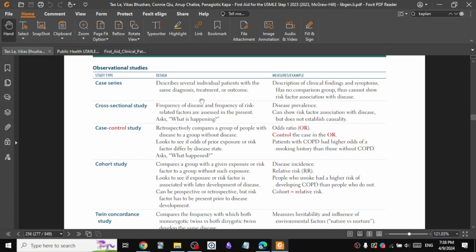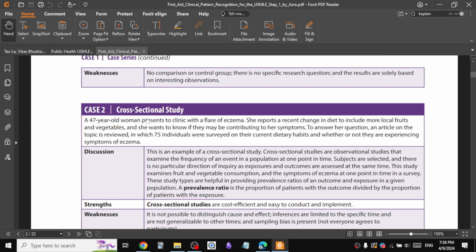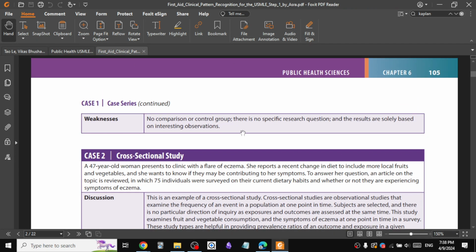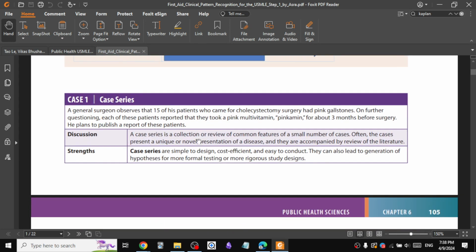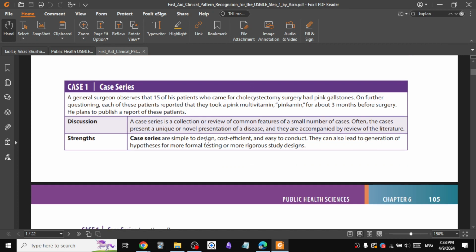Okay. So what I'm gonna use is the First Aid and this book called Clinical Pattern Recognition. I've seen that this book has a lot of examples, so this will help you with questions and stuff. Okay. So first things first, what is a case series? It's like a collection or review of cases. Okay, so you have a patient file, and then you just go through a number of similar cases, and that's your study, right?